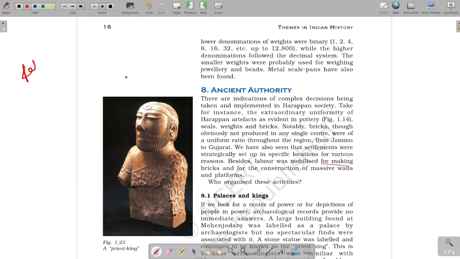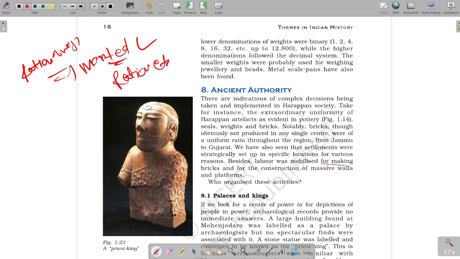The ratio of weight was maintained throughout the empire. This is the special characteristic, that is, the ratio etc. was maintained. This indicates the fact that there would have been a central authority regulating all these things.